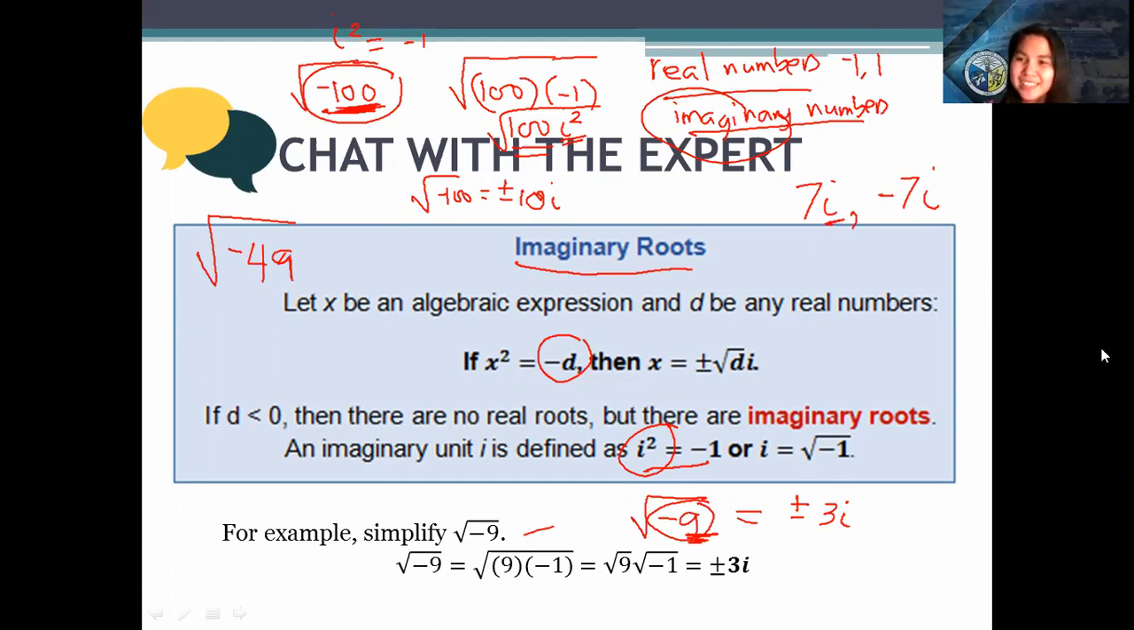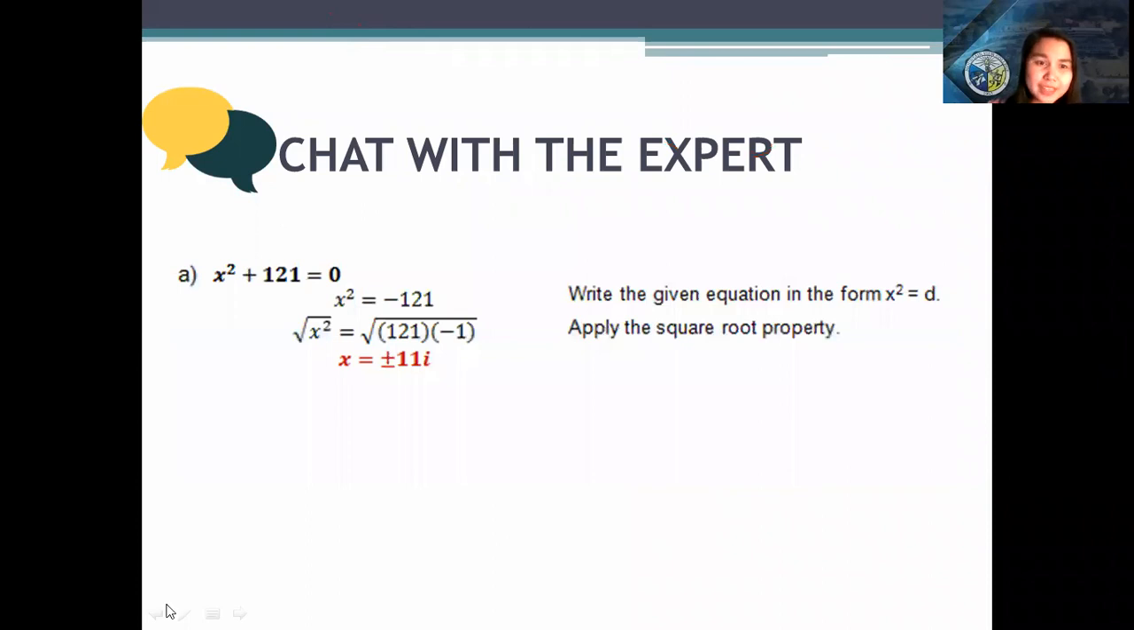Let's have more practice. Ready? We had this a while ago, right? In our first example, transfer 121 to the other side. It becomes x squared equals negative 121. Square root both sides. So x equals, what's the square root of 121? It's plus and minus 11. Very good. It's a negative number, so what will you add? You add an i. Very good. Plus and minus 11i.